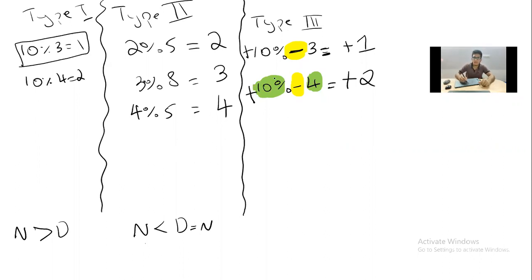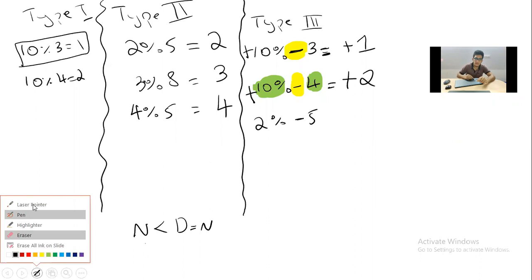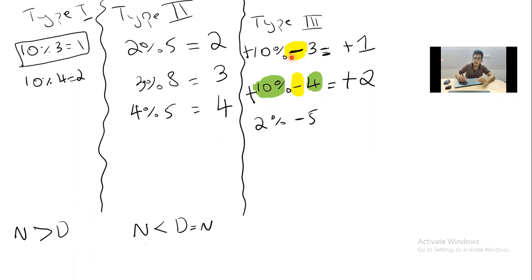Now, one more example, 2 mod minus 5. These two examples were of type 1, right? So I have to give an example of type 2 also. So I'm taking some examples of type 2 and making the denominator a negative sign. So let's see here. What do we have to do first? We have to ignore all the negative signs. Let me change the color here. Yes, we have to ignore all the negative signs.